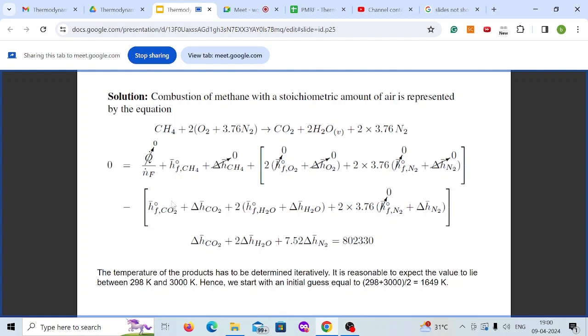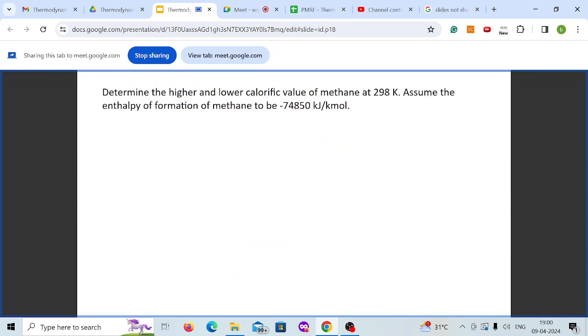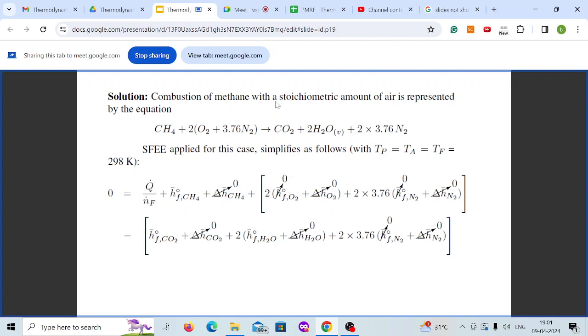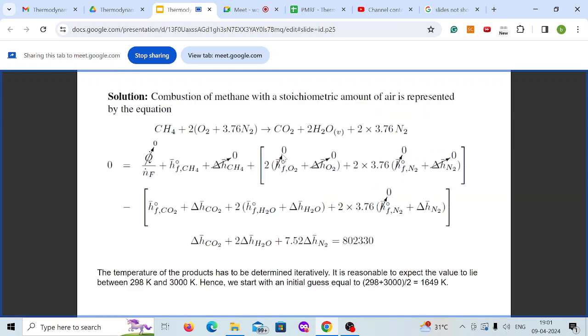So if you write a steady flow energy equation, this is what you get: Q dot by N dot. This being insulated, this is 0. You see in the previous problems, for finding the calorific value, you didn't assume Q as 0 because the fuel is combusted to provide that energy. So that is not insulated. So you have Q there, and your products are also at 298 Kelvin. Here the products will be at a different temperature. So that is the difference here.